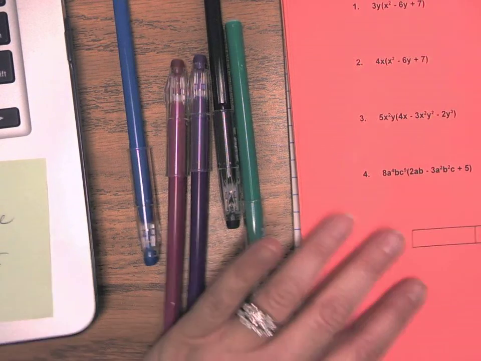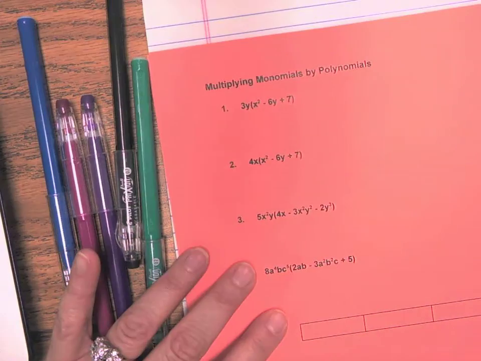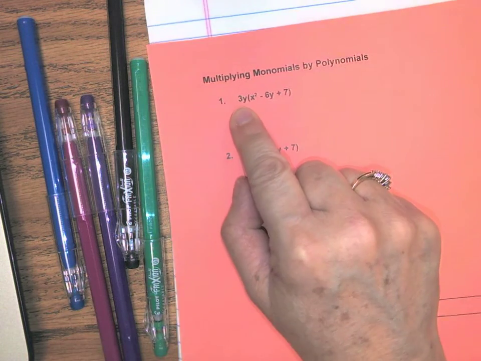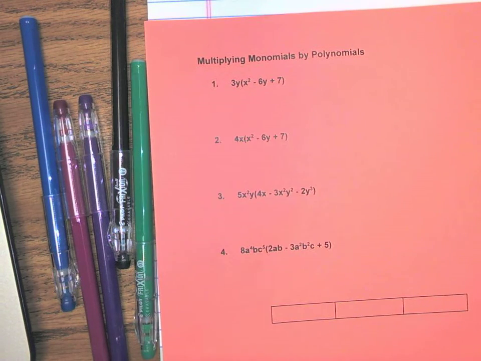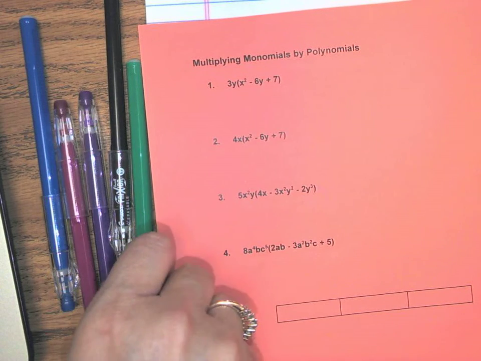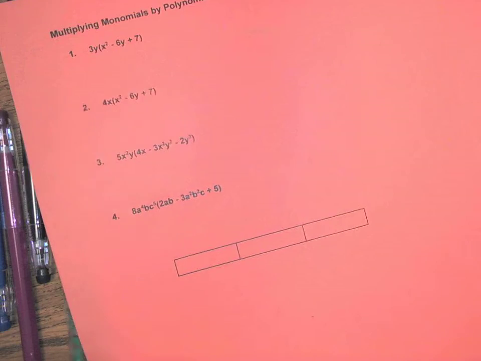We are going to multiply a monomial by a polynomial. So mono meaning one. So we have one term multiplied. In this case, I'm going to do a trinomial by a trinomial. 1, 2, 3. Remember that the terms are separated by pluses and minuses. So remember our multiplying rule. Numbers do what numbers have always done.